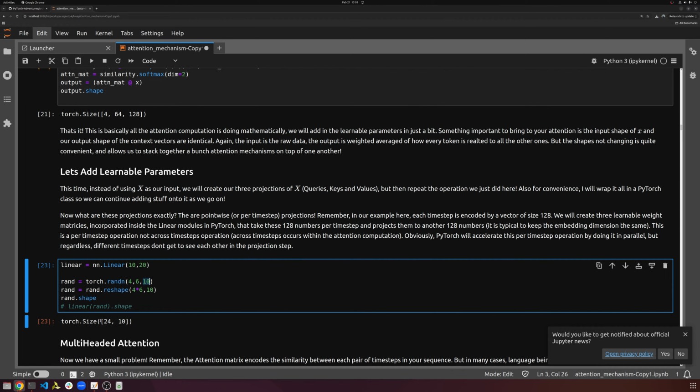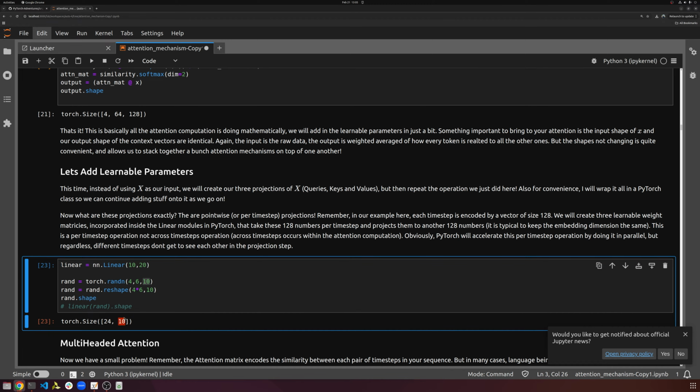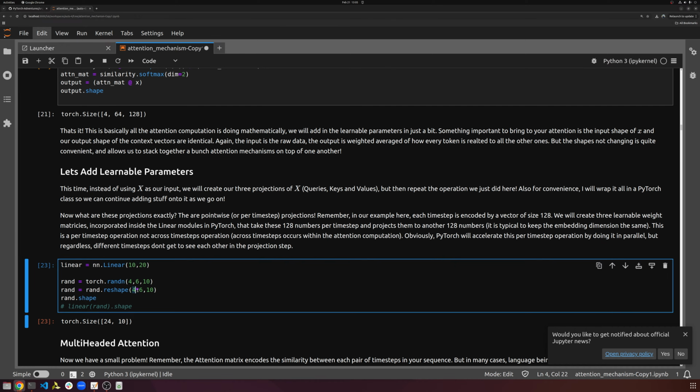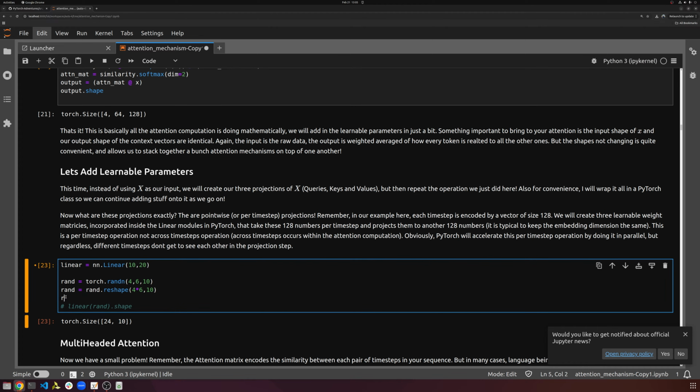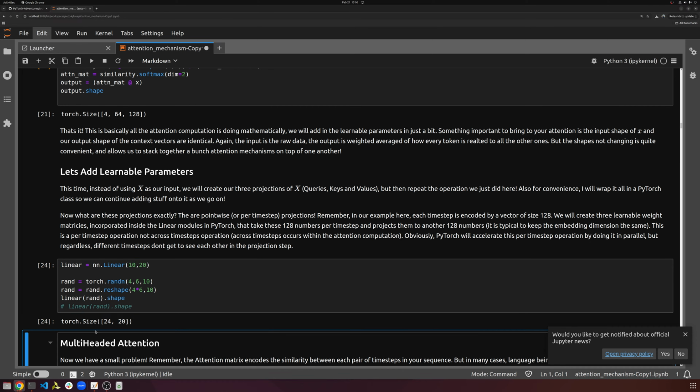Well, that's the same as saying I have 24 tokens in total with 10, because the 4 and 6 are not really, we're not dealing with a sequence here. We want to just project every single token independently, right? Do a matrix multiplication. So why not just go ahead and flatten the 4 and 6? Now we have a 24 by 10. Now I can do my linear rand. That'll produce a 24 by 20.